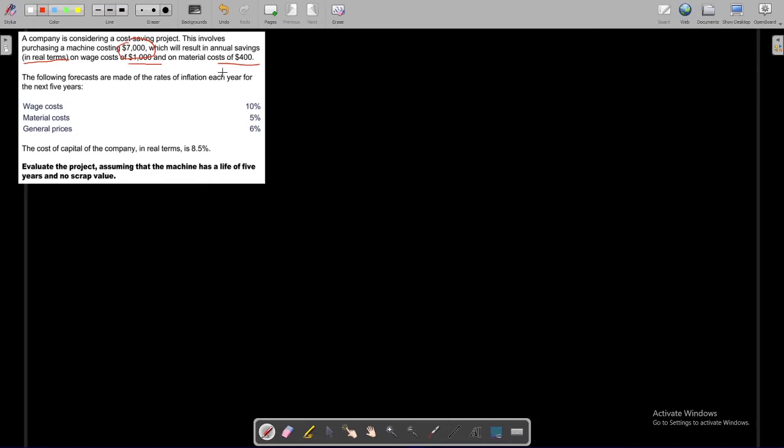The following forecasts are made of the rates of inflation each year for the next 5 years. Wages is going for 10%. This means that we have been given specific inflation rates for wages, material costs, and general prices. The cost of capital of the company in real terms is 8.5%. Evaluate the project assuming that the machine has a life of 5 years and no scrap value.